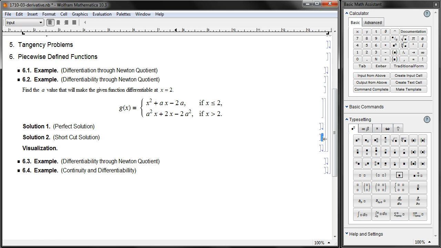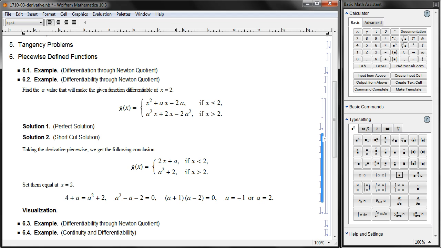I wrote both solutions because, well, what can I say? I'm the teacher. I have to cover everything like a blanket. Students don't usually have to do everything, especially for exam preparation. This shortcut solution will do just fine.